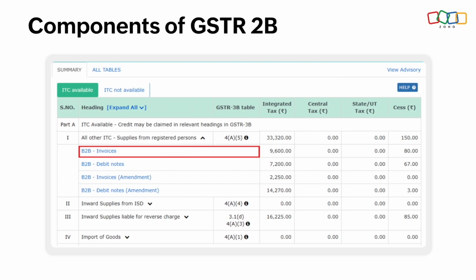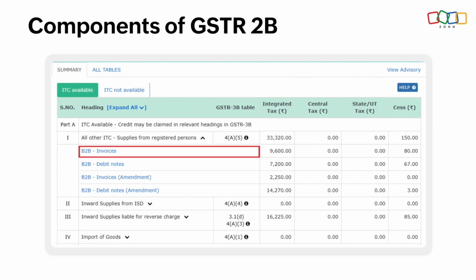So here in the ITC available, you can see various parts being listed and the various transactions corresponding to it. So the first thing is your B2B invoices, that is whatever transactions are eligible for ITC for the inward supplies from your registered persons. So the invoices, debit notes and amendments pertaining to the invoices and debit notes can be seen. In part 2, you can find the inward supplies from your input service distributor. Part 3, you can find the transactions which are liable for reverse charge.